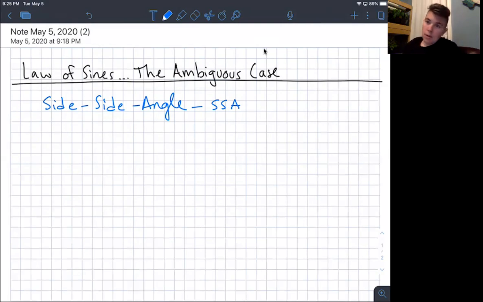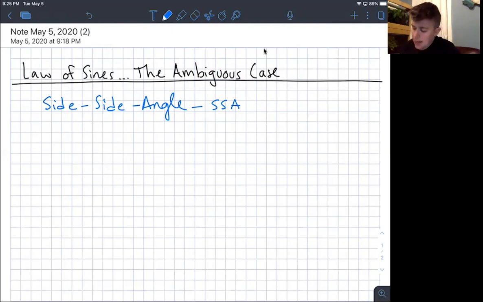But I've received a few emails saying, hey, Ms. Ray, can you explain how we can just look at it and know? So you can't just look at it and know, sadly. But I will run through the quick math that you can do to figure out how many solutions you're looking for in a side-side-angle situation with the law of sines.